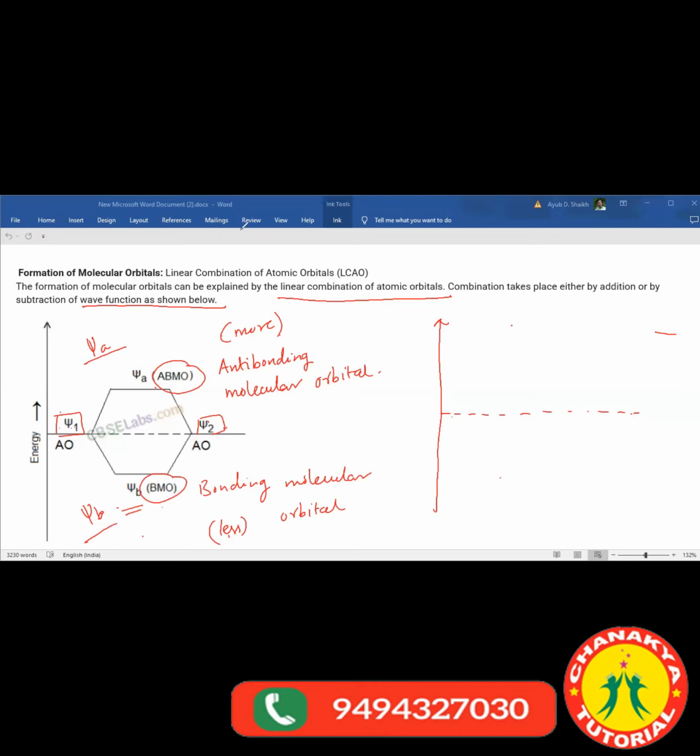Yes, Shreyasi? This diagram you understood or not? Fine. We'll move forward now. Clear? Shall I erase it? Now next.